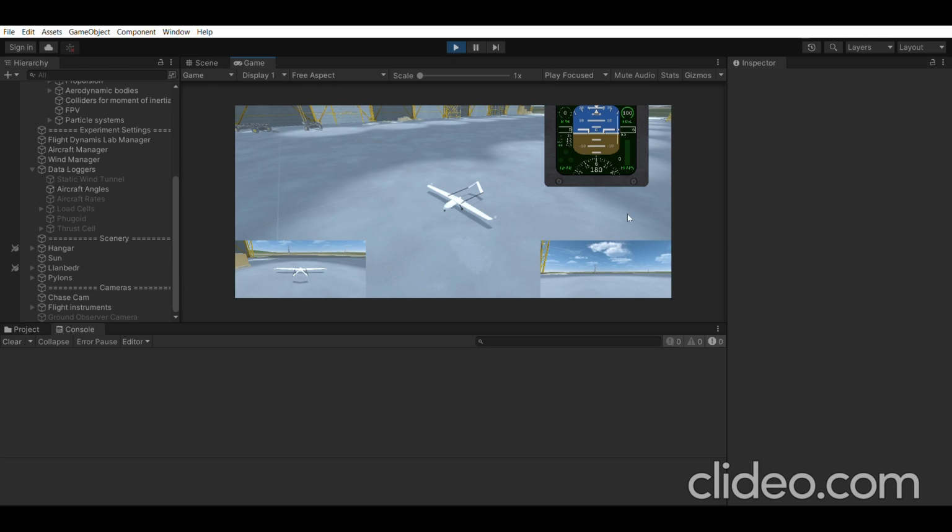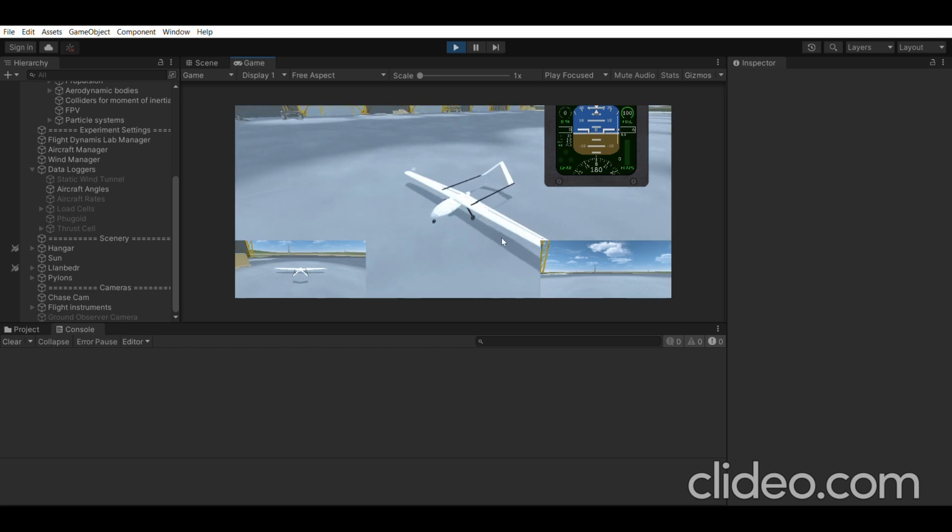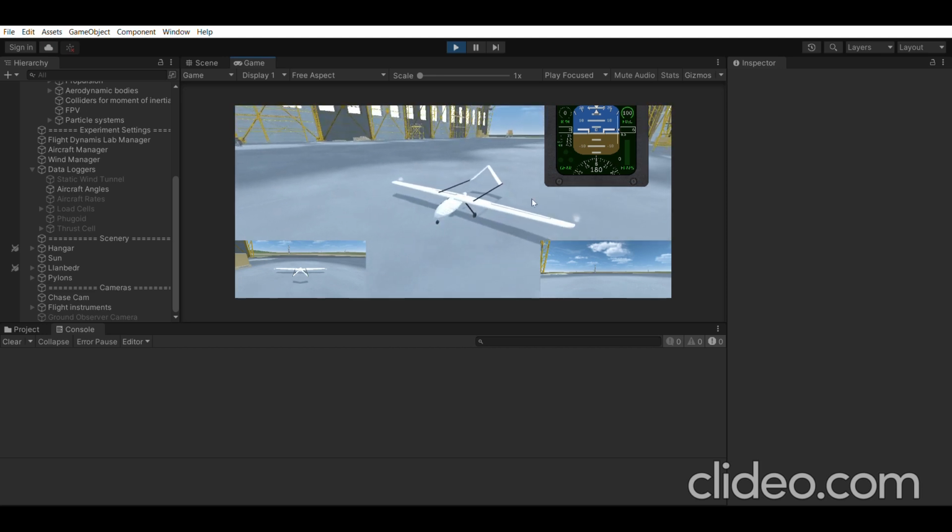In this presentation, I will be talking about the Albatross UAV flight descriptions based on the simulations conducted in the Unity project. This is part of the coursework for the final year unit from the flight dynamics.